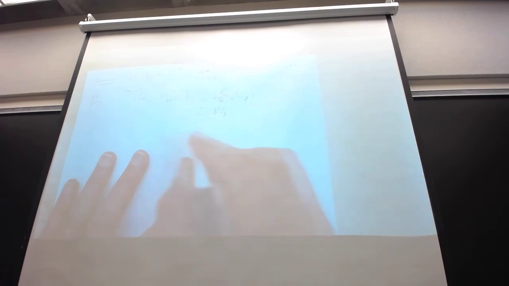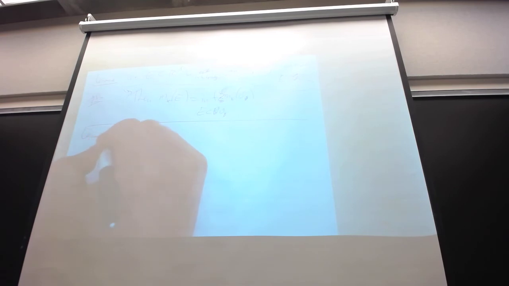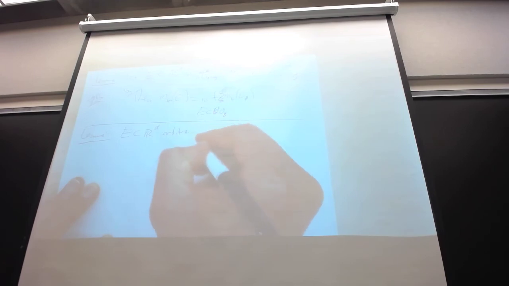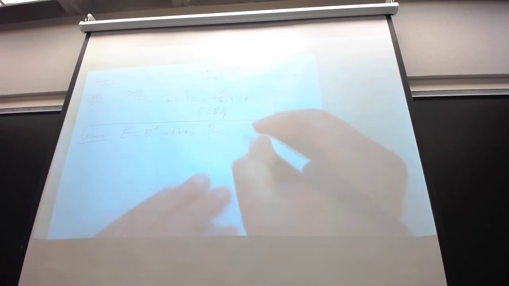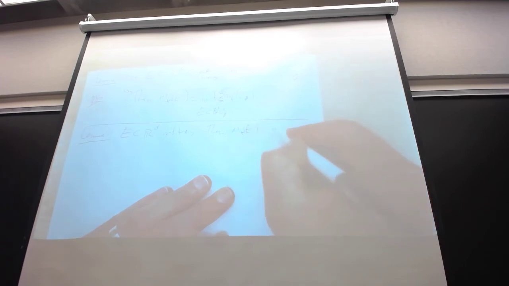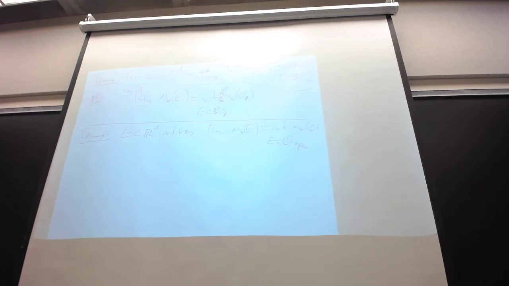Yeah, so what I mean is, should I write this again? Let's write it again. Lemma. If E, a subset of R^d, is arbitrary, then its measure is equal to the infimum over all open sets containing it of the measure of that one open set. It's not something about countable unions. Let's prove this.